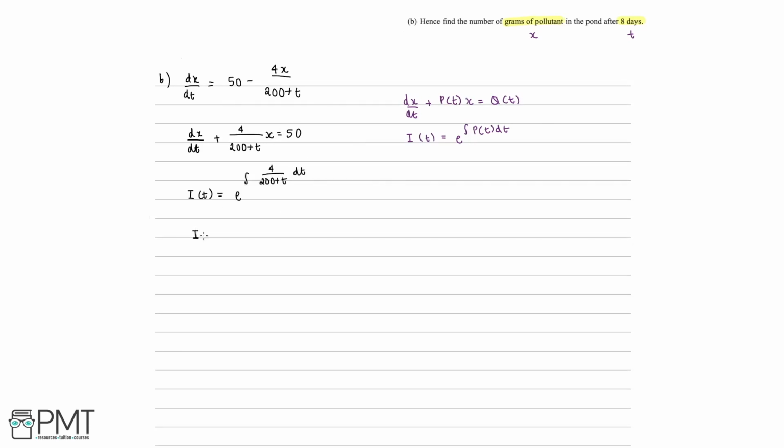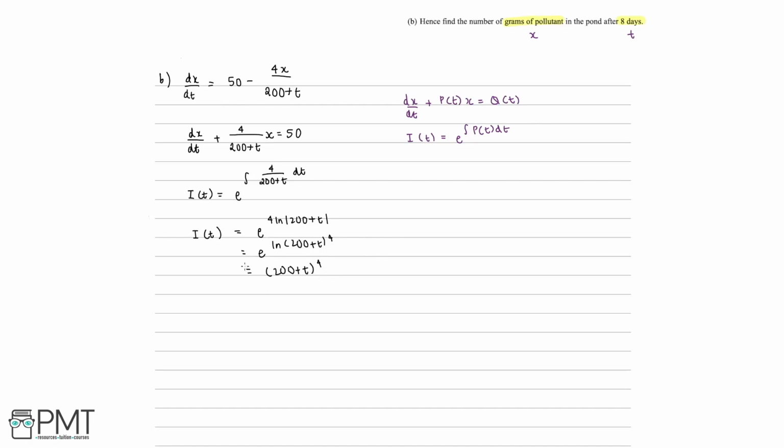And thus, the integrating factor will be, well, the integral of 4 over 200 plus t will be 4 ln(200 plus t). So the integrating factor can be rewritten as e to the power of 4 ln(200 plus t). And you can use the laws of logs in order to take this 4 inside the ln, forming e to the power of ln((200 plus t) to the power 4). The e and the ln will cancel to just give you (200 plus t) to the power 4 as your integrating factor.